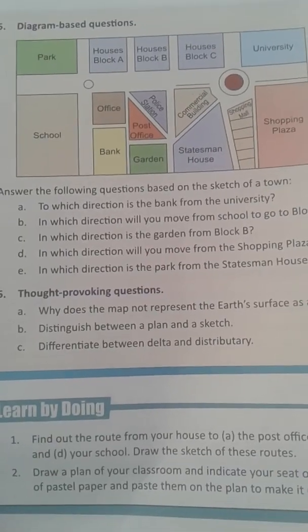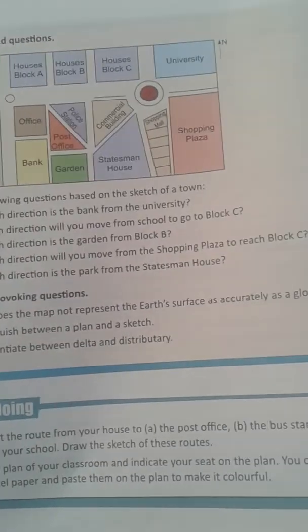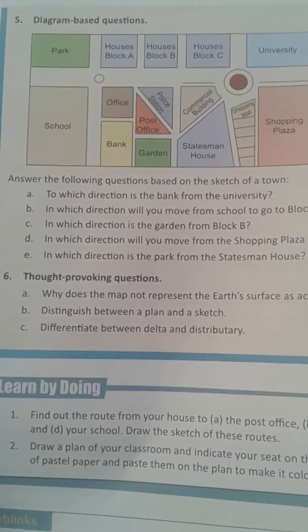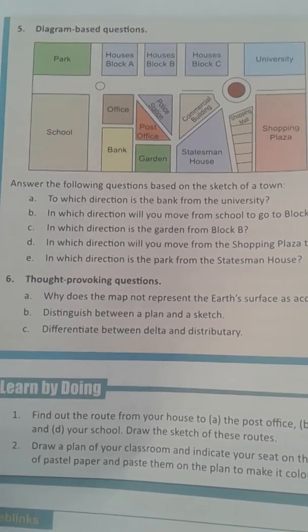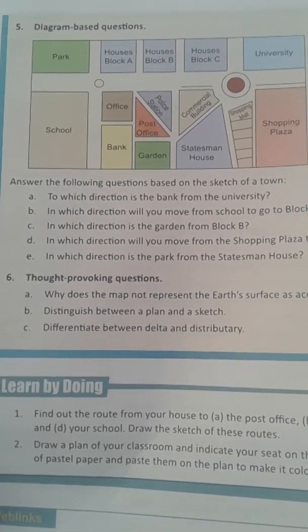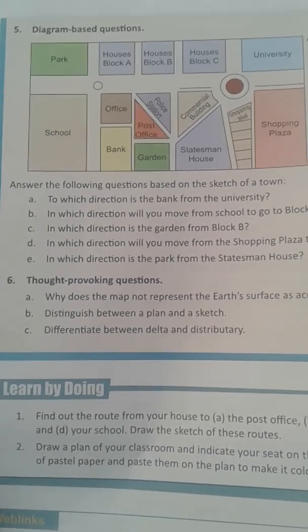Thought provoking questions. Why does the map not represent the earth's surface as accurately as a globe? A map does not represent the earth's surface as accurately as a globe because it is difficult to represent the curved surface of a sphere on flat paper. Distortions can take place near the poles.